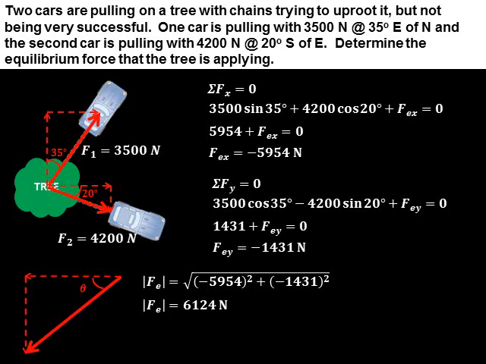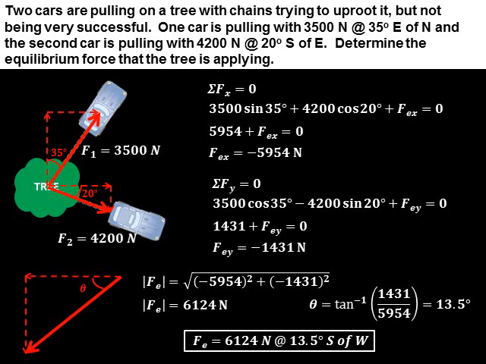and we get that the equilibrium force, the magnitude, is going to be 6,124. Then in order to find the angle, we have to take the inverse tangent of the opposite over adjacent. Well, the opposite is the y. The y is 1,431 divided by the adjacent, which is 5,954. Inverse tangent of that gives us 13.5 degrees. So in looking at this, the equilibrium force is going to be equal to 6,124 newtons at 13.5 degrees. And if you look at that, the angle is south of west.